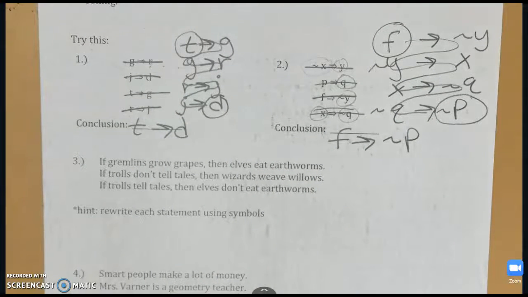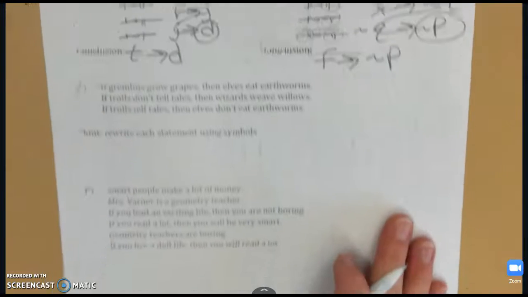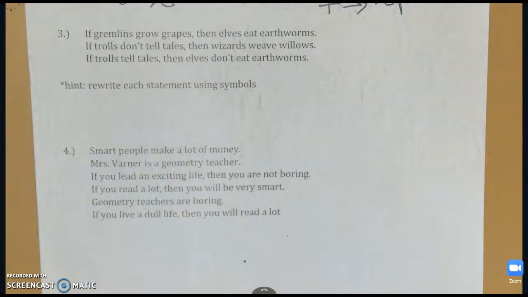Okay, so those were examples with symbols. Let's look at some ones with words. So starting on number 3. If gremlins grow grapes, then elves eat earthworms. If trolls don't tell tales, then wizards weave willows. If trolls tell tales, then elves don't eat earthworms.